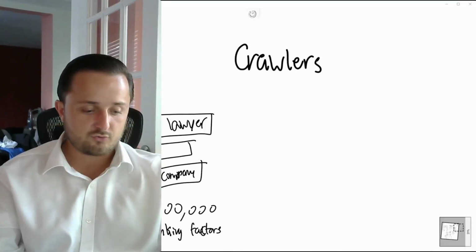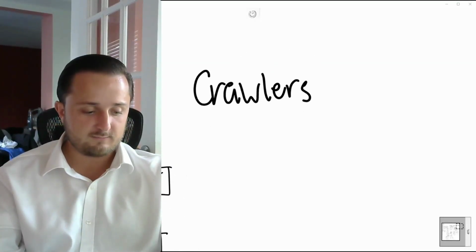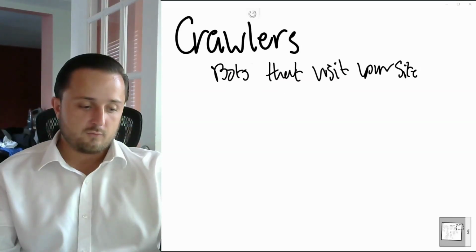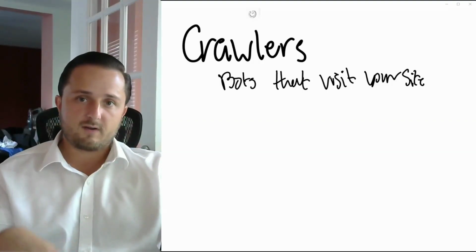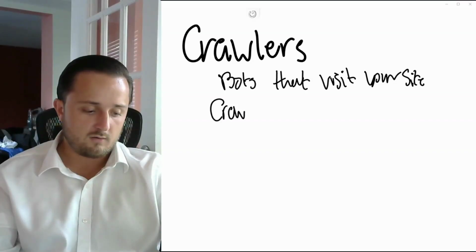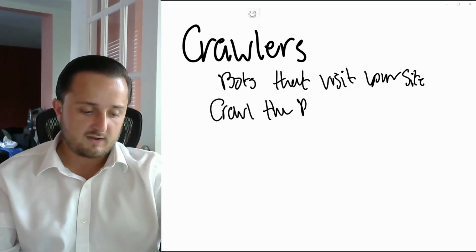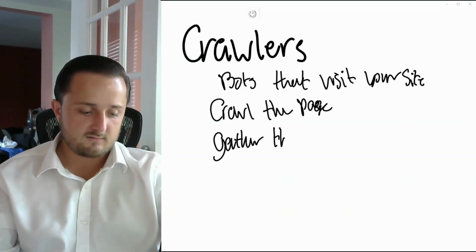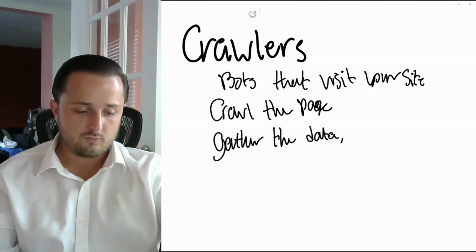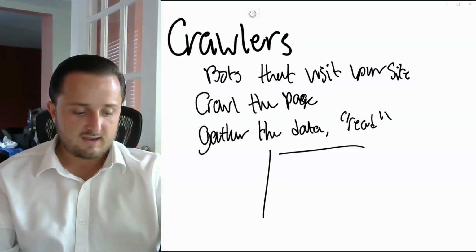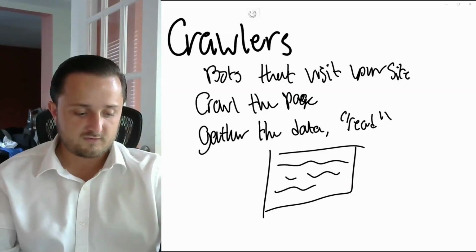Now, I want to finish on crawlers because I feel like I kind of left it a little empty. So crawlers are bots that visit your site. Google will send a bot, like a little robot, and it will go and visit your site. It will crawl the page. When I say crawl the page, what that basically means is that it's going to gather the data, or read the page. So what does that mean? It's going to go and look at everything, and it's going to try to get an understanding of what this page is about.